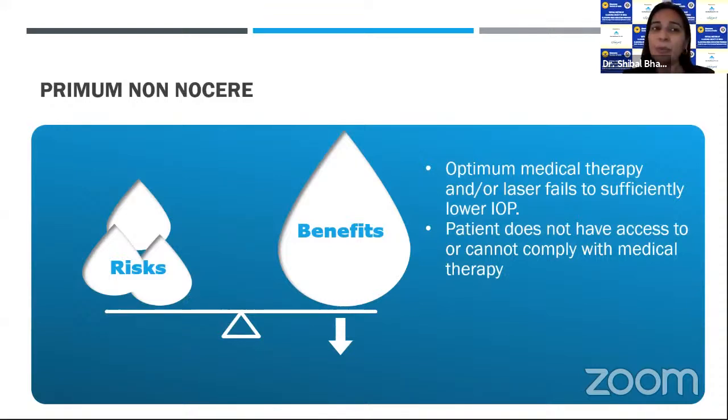Remember, our first principle is to do no harm. And we must, at each time point, measure the risks versus the benefits of taking the patient under the knife. If optimal medical therapy, I'm not saying maximal medical therapy, I'm bringing in quality of life here also, together with laser fails to sufficiently lower IOP, consider surgery. If the patient does not have access or cannot comply with medical therapy, consider surgery.